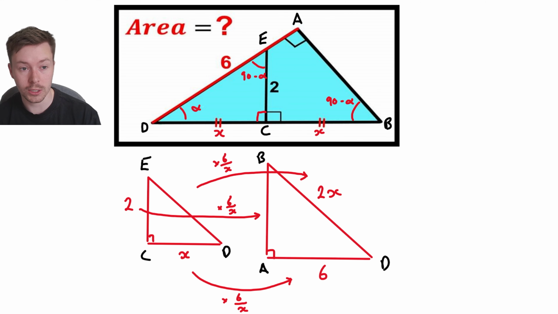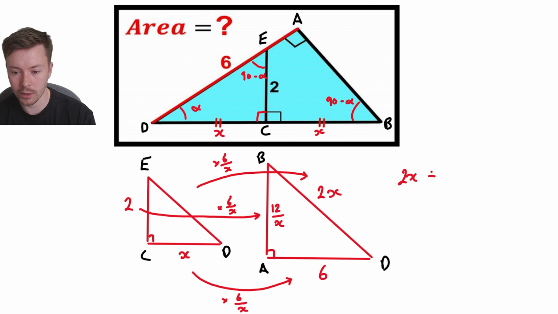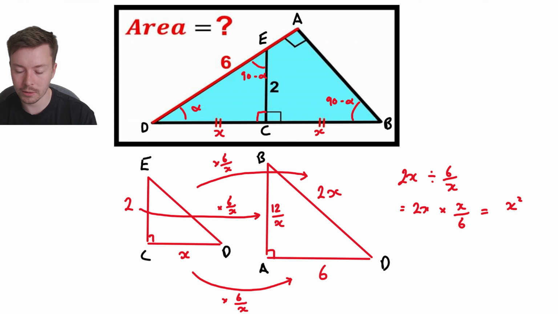Now 2 times 6 over x is going to give me a length of 12 over x. And if I do 2x divided by 6 over x, if you're dividing, remember you flip your fractions, so that's the same as doing 2x times by x over 6, which gives us x squared, and then 2 divided by 6, which is 3. So we get x squared over 3.